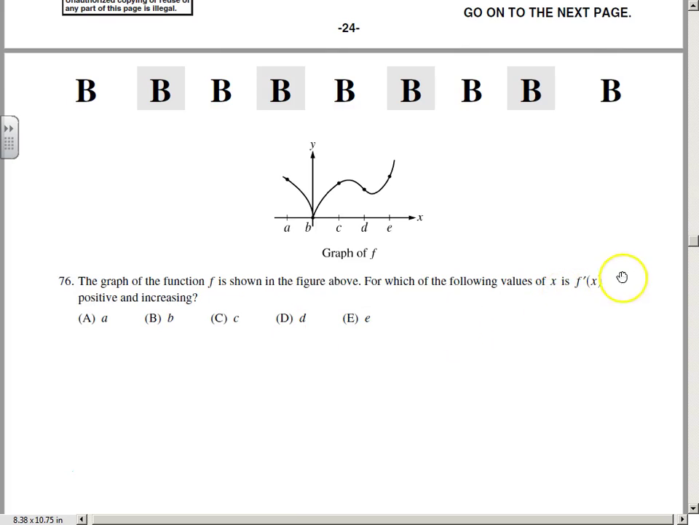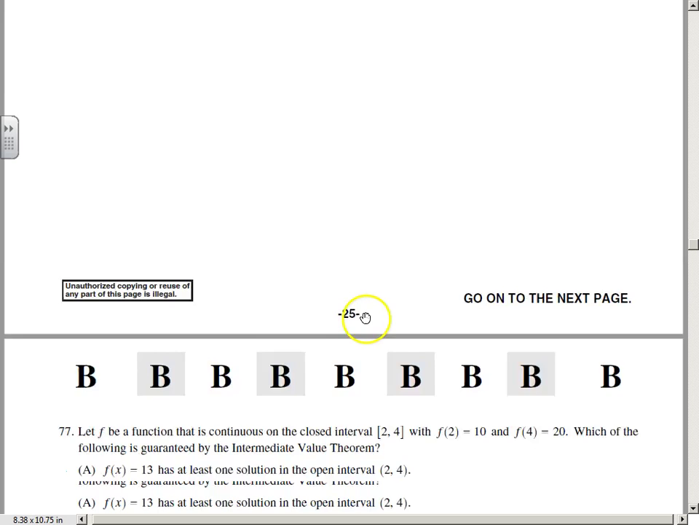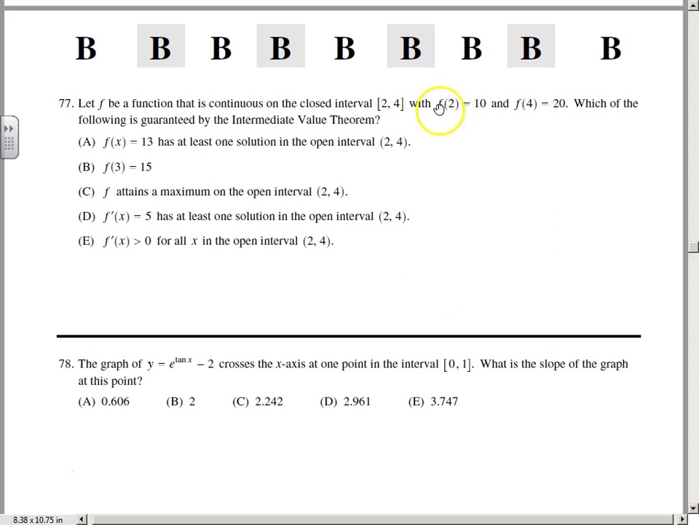Wait a minute. F prime, positive and increasing, with letters. Is there anything to put in your calculator? No. Does every calculator question need a calculator? No, there aren't even numbers or functions. You'd have to think about what positive and increasing means. Wait, the derivative positive means f is increasing, and the derivative increasing means f double prime is positive, aka f is concave up. So where is this concave up and going up? Only here. Right? Only here. Okay, anyway, not everything needs a calculator.